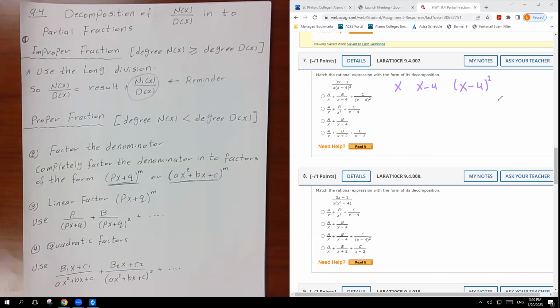That means in this case it's going to be A over x and B over x minus 4 and C over x minus 4 squared. So A over x, B over x minus 4, and C over x minus 4 squared. That means we're going to choose this one. That's it for this example.